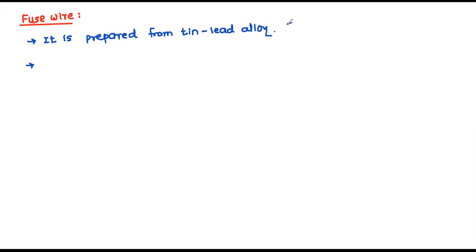So in this there will be 63% tin and 37% lead. Got it? So if we mix this amount of lead and tin, then there will be preparation of fuse wire.